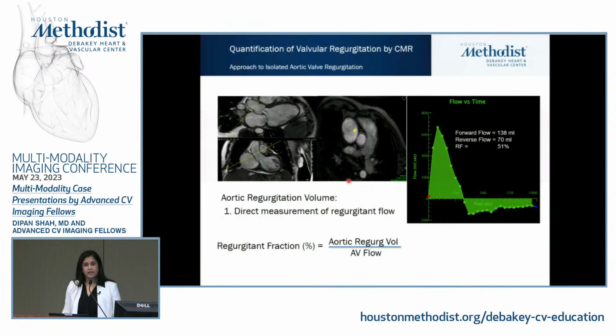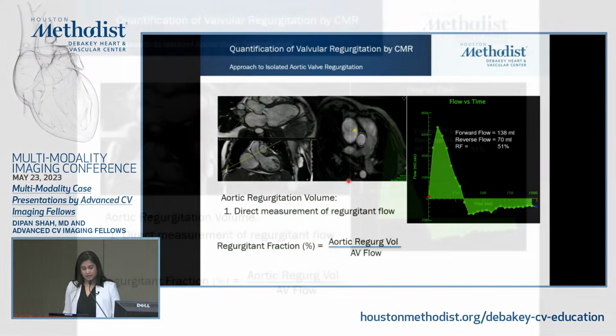Moving on to quantification of valvular regurgitation by cardiac MRI. We have dwelled over this in the past, and I would like to go back and do a recap on how we approach isolated aortic valve regurgitation. When we have multivalvular disease, we want to focus on one valve and move to the next valve.